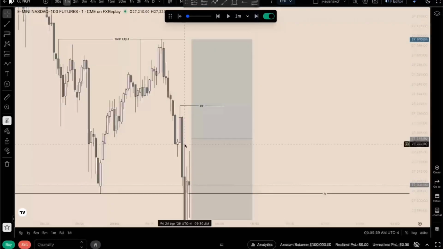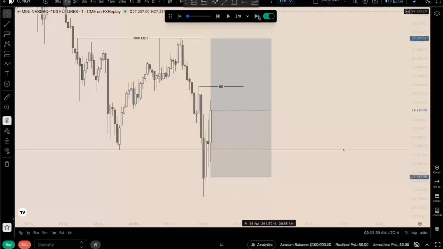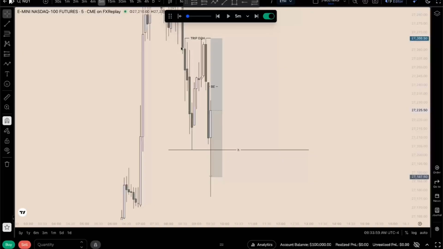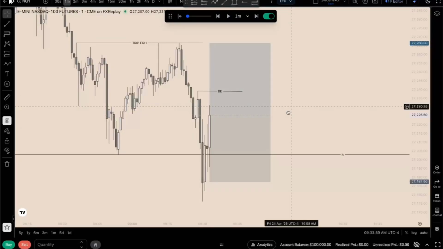We end up having this 1 minute gap here being inversed, and this was a little bit of a weird trade because technically we did have a 5 minute in the leg, but this is the current manipulation leg. So I ended up taking this. I put my stop right here.